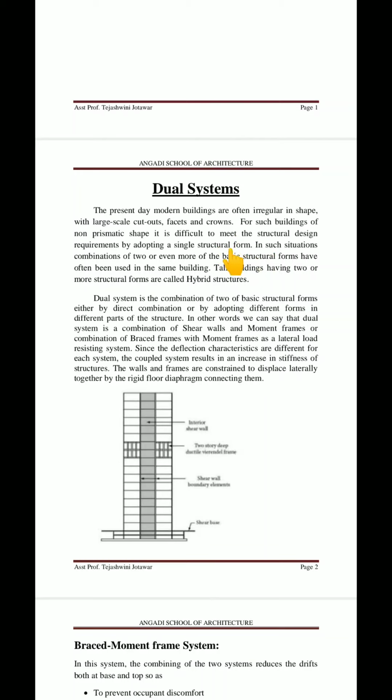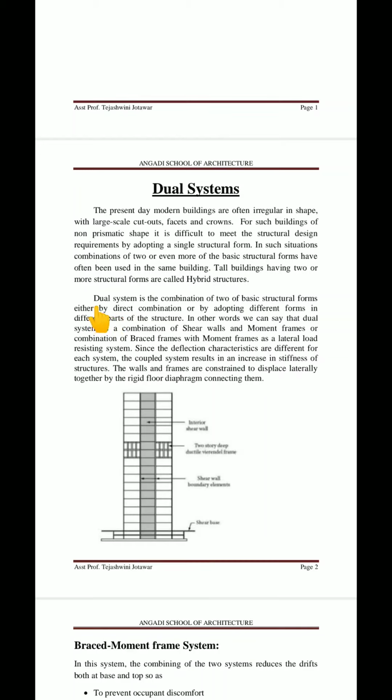So for such non-prismatic structural forms, what we do is we combine two or more basic structural forms to get a proper combined structural system, which is called a hybrid structural system. Hybrid structure in the sense that two or more general or basic structural forms are combined together to get a more efficient structural form, and that is called a hybrid structural system.